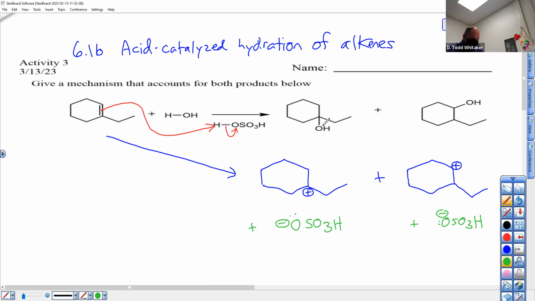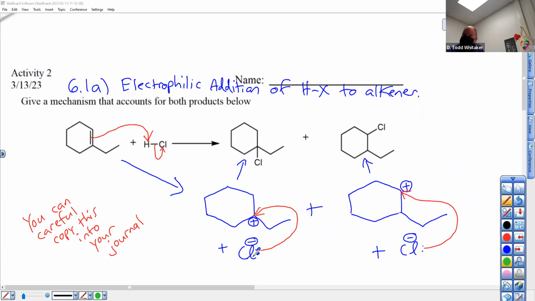Where do you think the O here comes from if it doesn't come from bisulfate? There's a whole molecule we haven't even talked about yet. Water. Yeah. Water's going to take the place of Cl negative in this mechanism, but you're going to do it exactly the same. You need a lone pair. Does water have lone pairs?